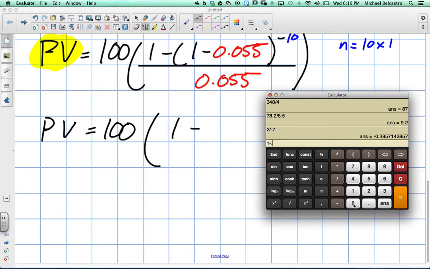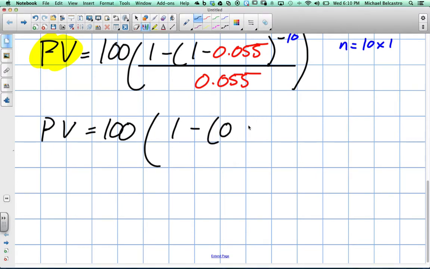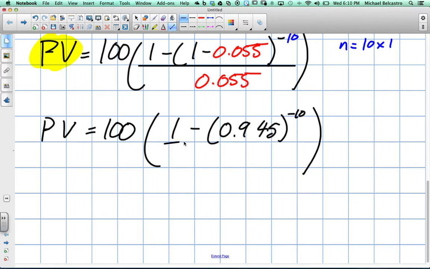1 subtract 0.055. 0.945. So 0.945 to the power of negative 10. So that number needs to go to the power of negative 10 first, all divided by 0.055. Okay. So the next thing we have to do is our exponent.